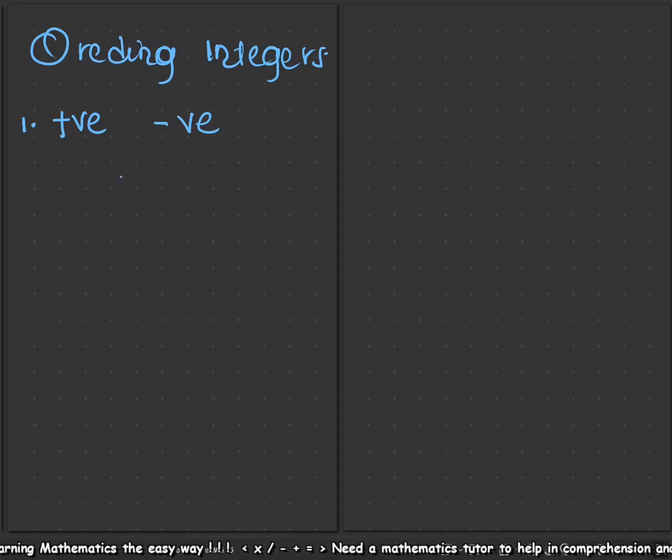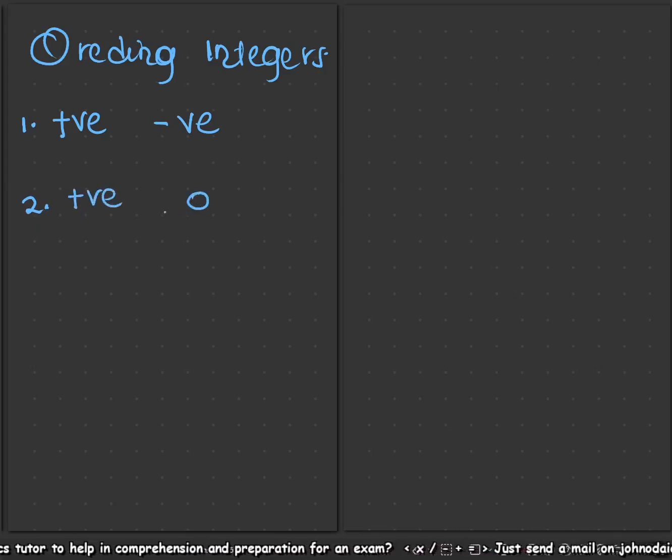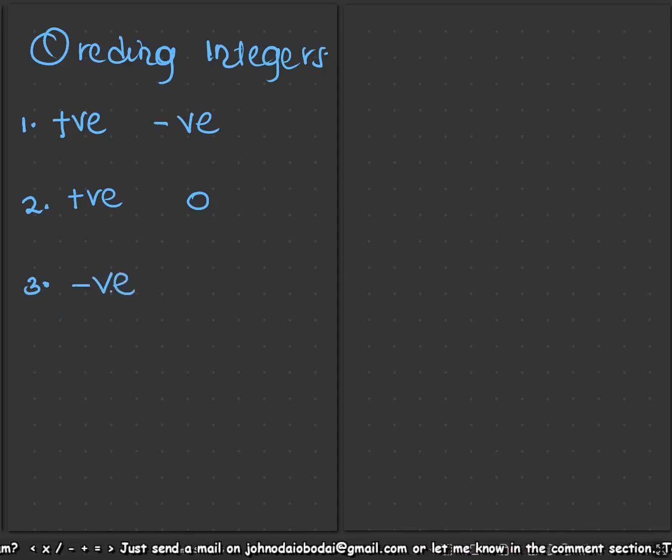I would like you to write that any positive integer is greater than any negative integer. That is one. Then your second point: if you are ordering positive and then 0, any positive integer is always greater than 0. Any positive integer is greater than 0. Now, when you want to compare a negative integer and 0, 0 is also always greater than any negative integer.